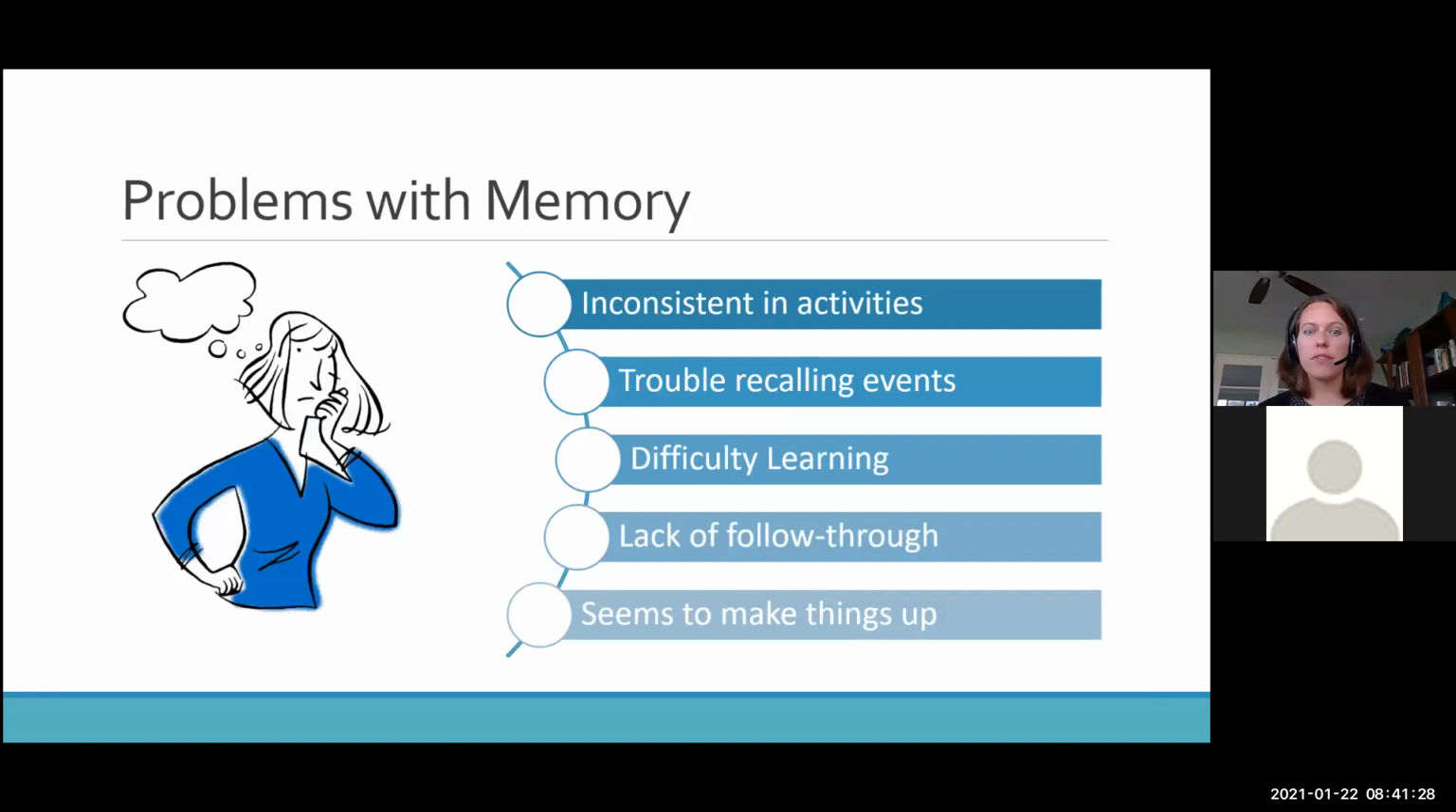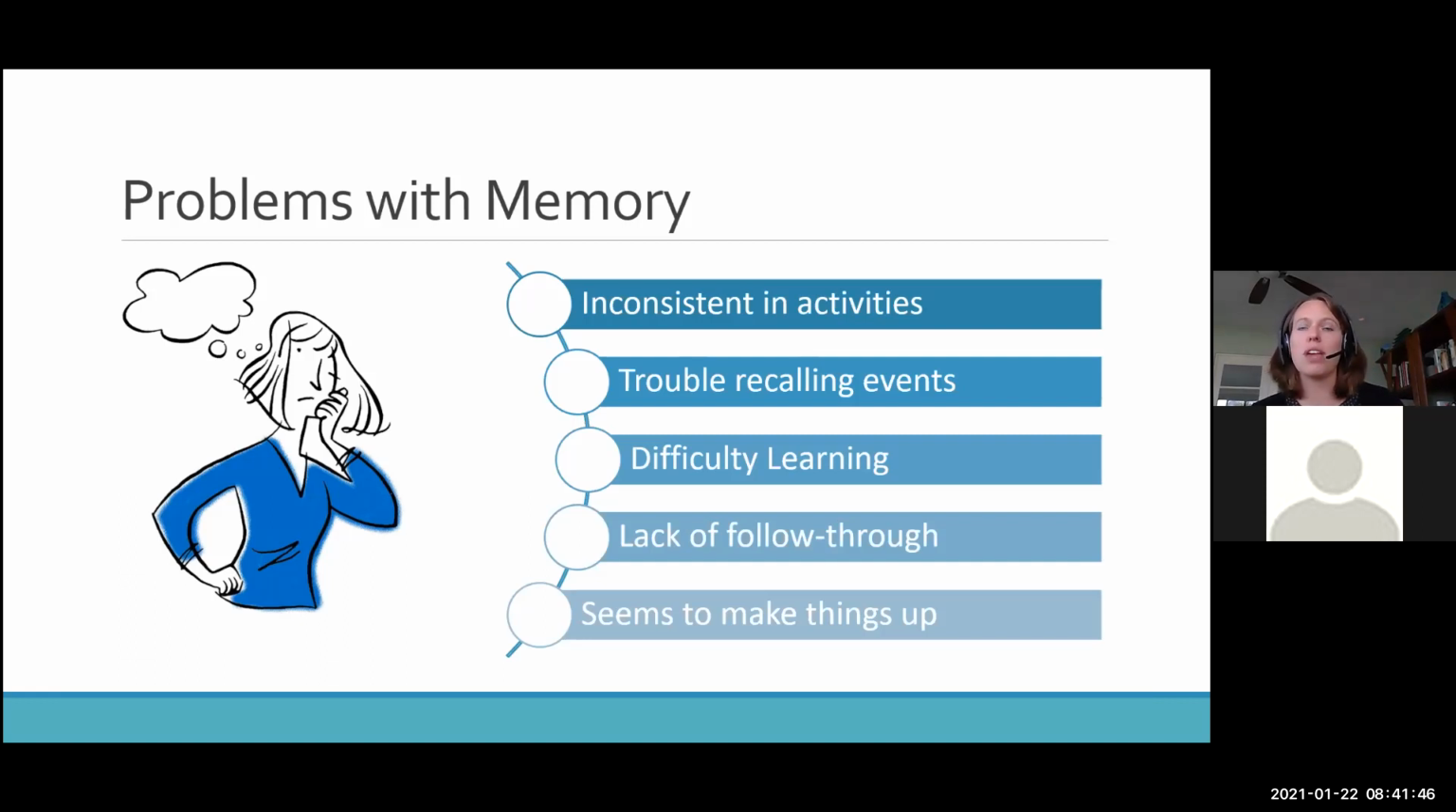And then difficulties with memory. So this might be someone who's inconsistent. Sometimes they follow through, sometimes they don't, sometimes they remember, sometimes they don't. They might have difficulty recalling events, especially details, showing difficulty learning new information.